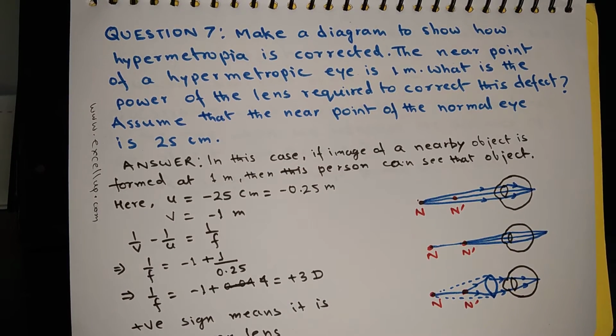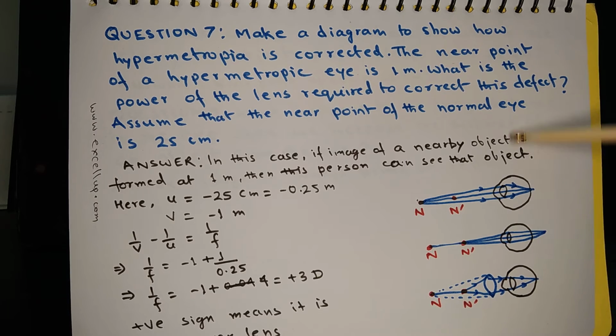Question 7. Make a diagram to show how hypermetropia is corrected. The near point of a hypermetropic eye is 1 meter. So what is the power of the lens required to correct this defect? Assume that the near point of the normal eye is 25 centimeter.